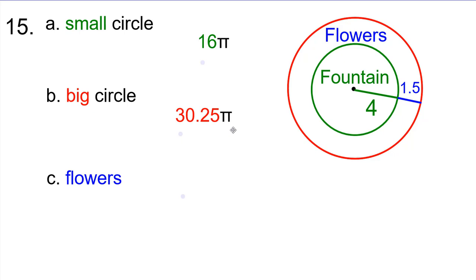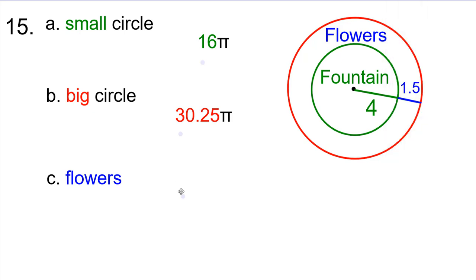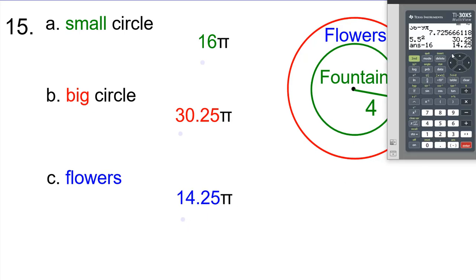So then how do we find the area of the flowers? We got the inside region, which is the fountain. We got the whole thing, so we take the whole thing minus the fountain. So that's 30.25 pi minus 16 pi. Both of those are in terms of pi, so our answer would be 14.25 pi. Now let me show you what I just did.